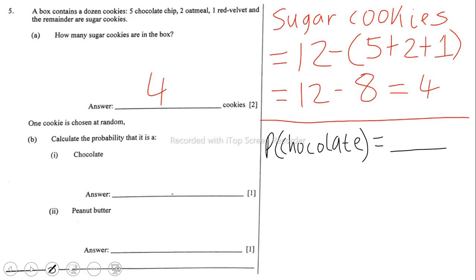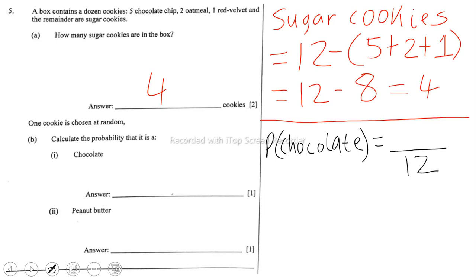Well, you put a fraction bar. That's 5 and 12. 5 over 12. So where did we get the 12 from? The total amount of cookies in the box. So for probability, the total amount is going to be at the bottom. That's your denominator. So 12, because it's 12 cookies.